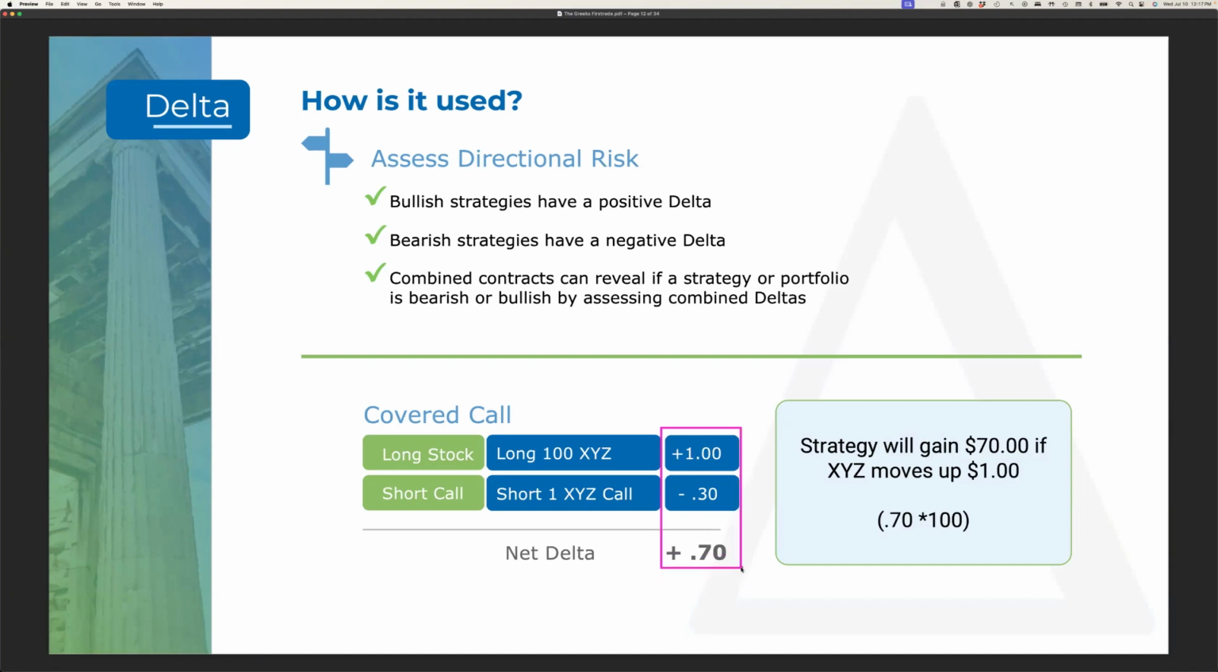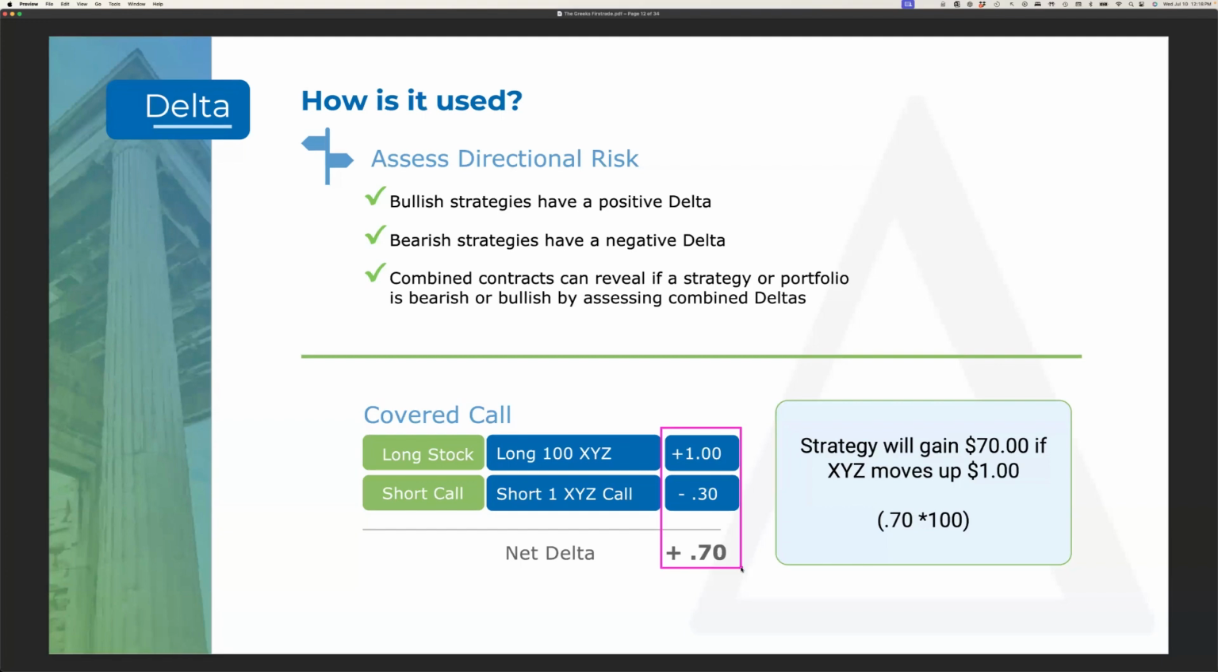So what that means is that if you own 100 shares in the stock, and then you're also short a call option that has a delta of 30, then your net delta is going to be 0.7, right? So when stock XYZ moves up by $1, your portfolio will gain by 70 cents. That is how you can always use deltas, because you can simply add deltas up across all the different positions you have in that specific security.